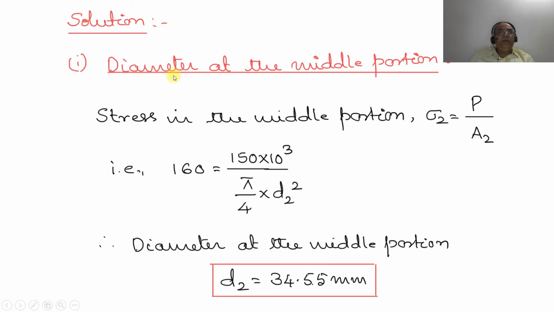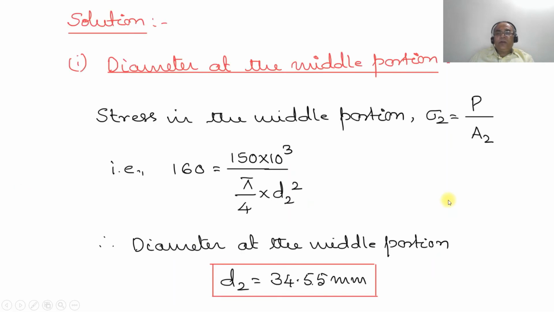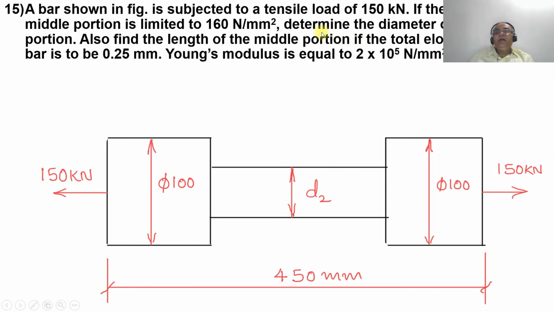To find the diameter of the middle portion, first we need to find the stress in the middle portion. So we take sigma 2 equal to P by A2. We know the stress in the middle portion is given to be 160, and the load is known to be 150 kilonewton, because the load is acting uniformly throughout the cross-sectional area. Therefore, P is known.